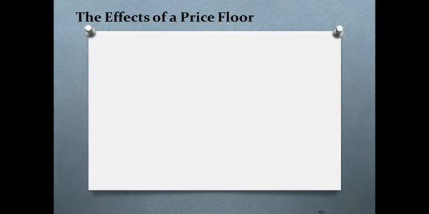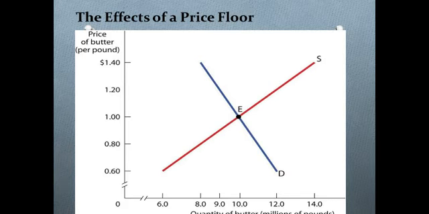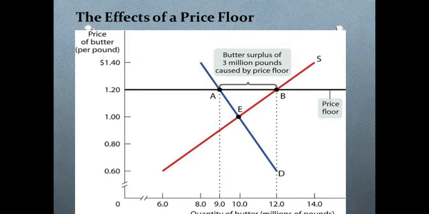Let's see what happens if we have a price floor. In this instance, the government has decided you cannot charge less than $1.20. You have to charge a minimum of $1.20. So what is that going to cause? A butter surplus. There are plenty of people who just don't want to pay $1.20. So you're going to have a surplus. There's going to be too much butter in the market because we decided to mess with the free market.